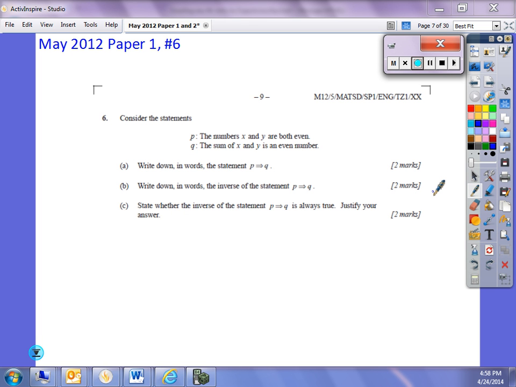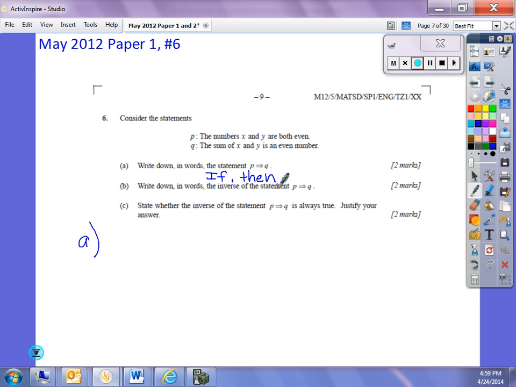The May 2012, Paper 1, Problem 6. Now we look and we see we've got a logic problem, and we're going to be basically asked about some definitions from logic. So the first thing that we're asked in Part A is to remember what that little arrow symbol means, and we want to remember that that indicates that we have a conditional, which is an if-then statement.